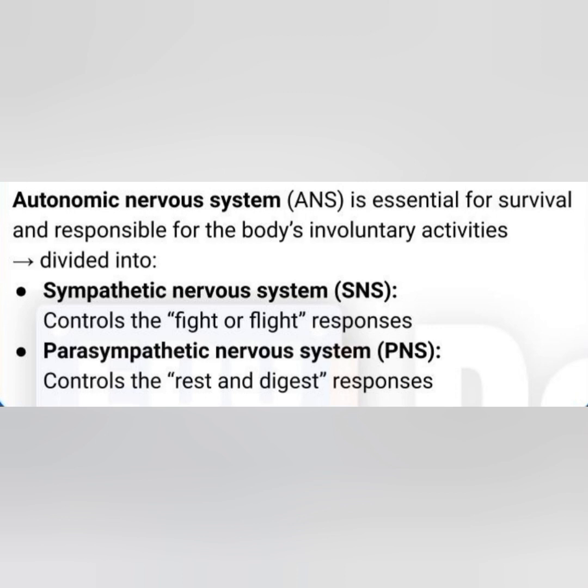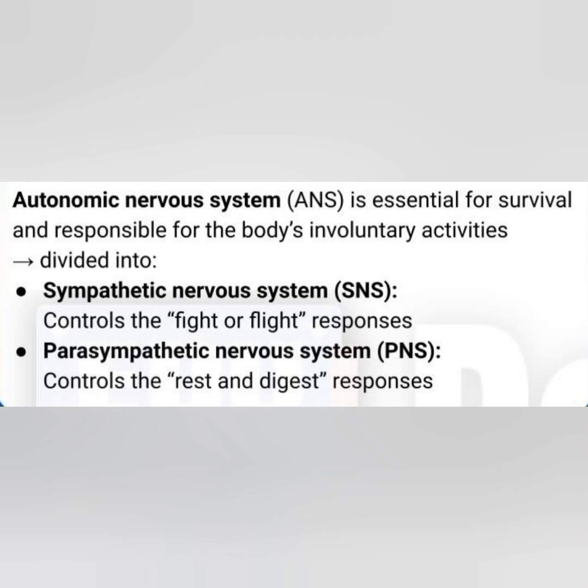Autonomic nervous system is essential for survival and responsible for the body's involuntary activities. So it controls the involuntary activities of the body and it is divided into two, that is sympathetic nervous system and parasympathetic nervous system. The sympathetic nervous system activates during the time of body stress, or a fearful or dangerous situation, or during physical activity. In all these situations the sympathetic nervous system acts in the body, that is, it controls the fight or flight response.